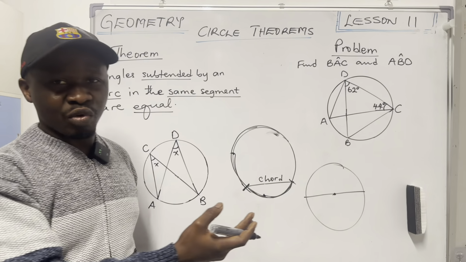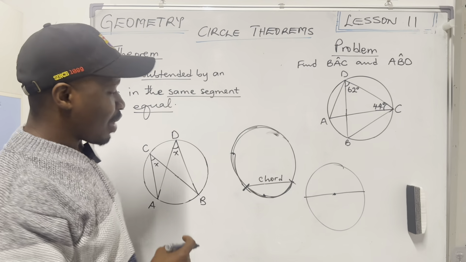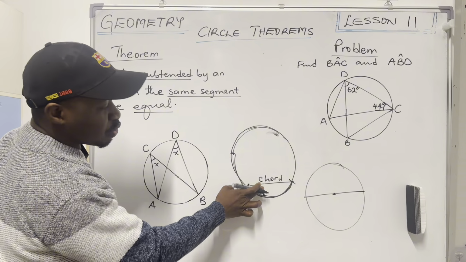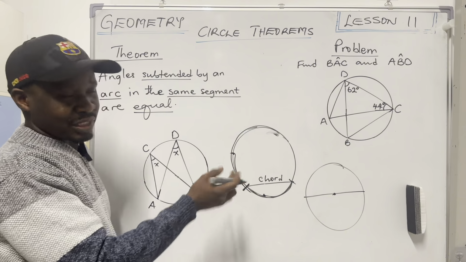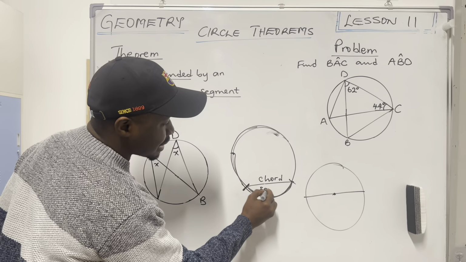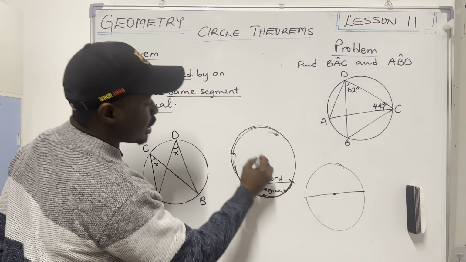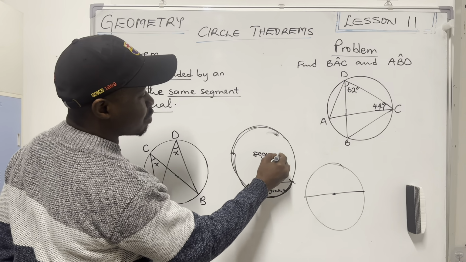We call this a semicircle because it is half of a circle. Now, this one is a chord. It divides the circle into two parts. So this part is called a segment. This part is also called a segment.